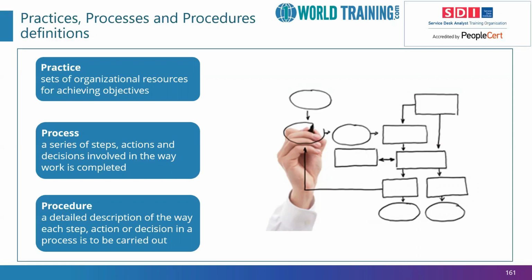Whereas procedure is the detailed description of the way each step, action, or decision in the process is to be carried out. In other words, it is a fixed step-by-step sequence of activities or course of action with definite start and end points that must be followed in order to correctly perform a task. One or many procedures might be linked together to form a process.